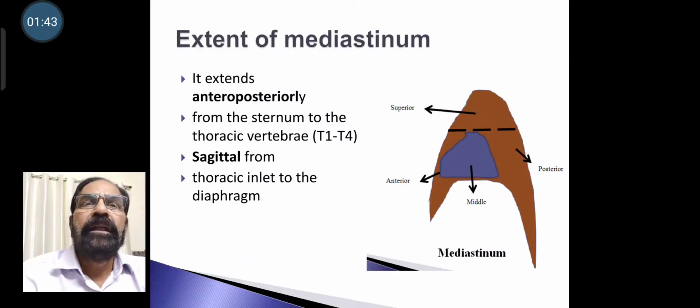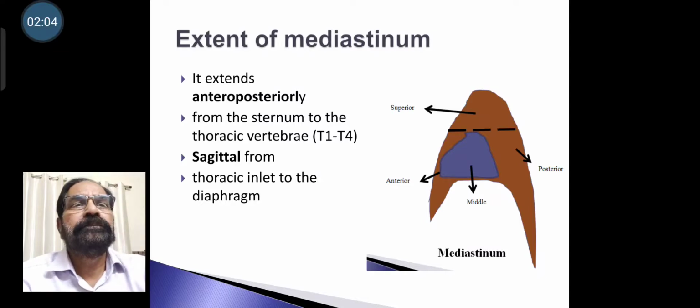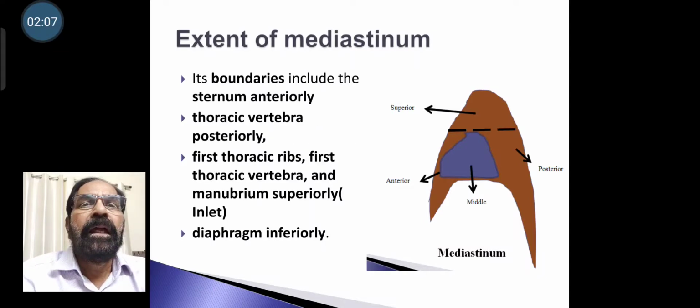Extent. It extends anteroposteriorly from the sternum to the thoracic vertebrae, that is T1 to T4. Sagittally, it extends from the thoracic inlet to the diaphragm. Its boundaries include the sternum anteriorly, the thoracic vertebrae posteriorly, the first thoracic ribs, first thoracic vertebra, and manubrium superiorly, and the diaphragm inferiorly.